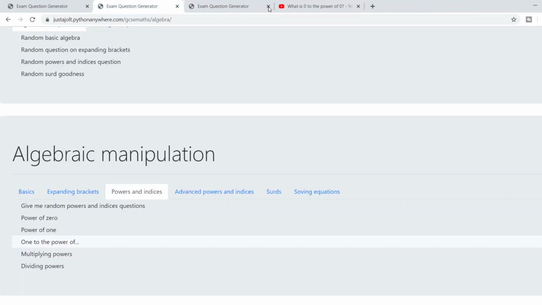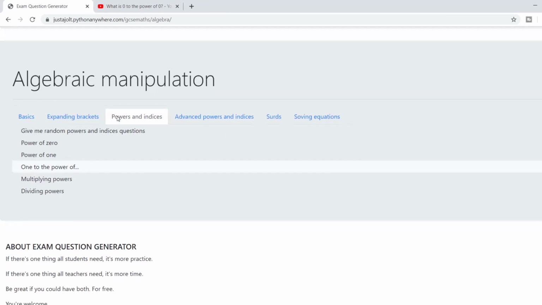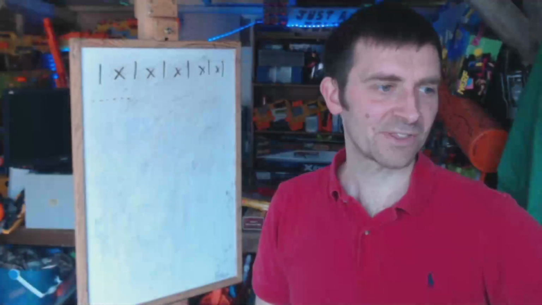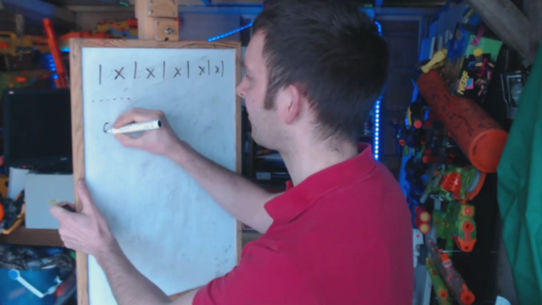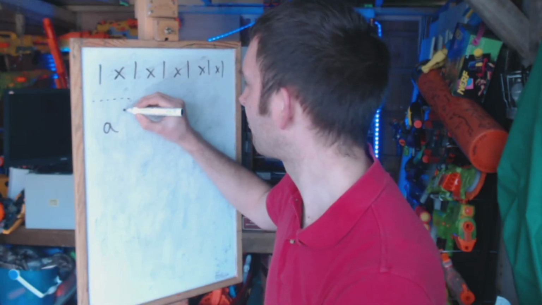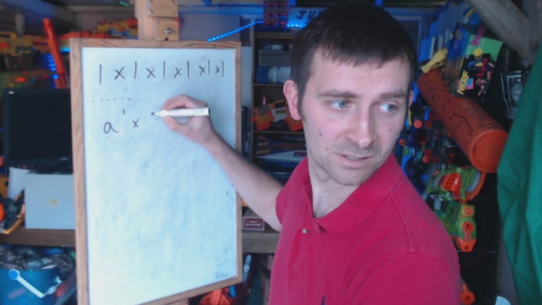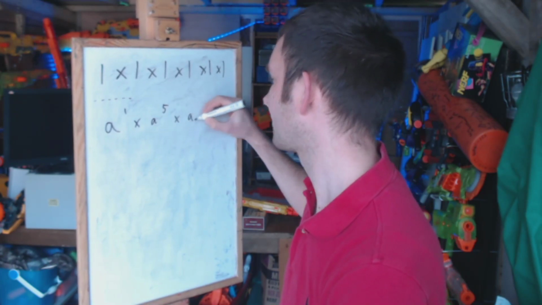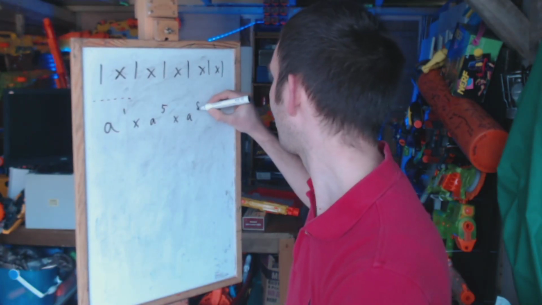Anyway, let's close these. Close that window, and what do we do? What do we have here? Close that window as well. Opens a new window every time we do a thing. Anyway, now let's go to multiplying powers and see what we end up with. Well, this is an interesting situation, multiplying powers. So let's write that out, shall we? Let's have a to the power of 1 times a to the power of 5 times a to the power of 8.